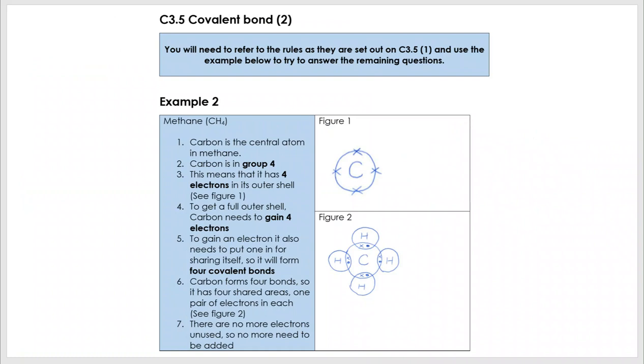Taking a look at a slightly more complicated one now, we've got methane. Methane is CH4. I take my carbon, which goes in the centre.